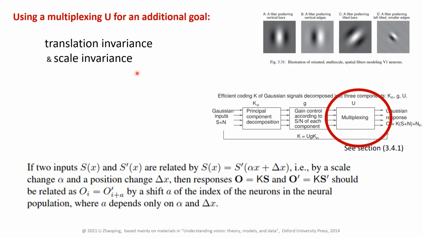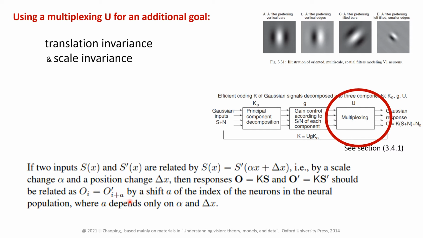This means the following. If you have two inputs, x as a function of space x in the image signal, and another image as x prime, and they are related to each other by this relationship, this means this input is a scaled version by a scale alpha of the original input, and a position change maybe by delta x. So this image may be a bit bigger or shifted. And then what you want is the neural responses, so this transform K, for one input S and neural responses for the other input S prime, they should satisfy this relationship.